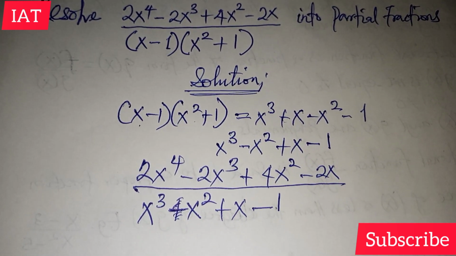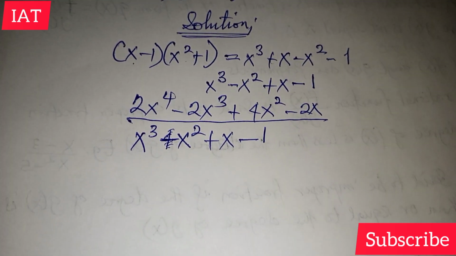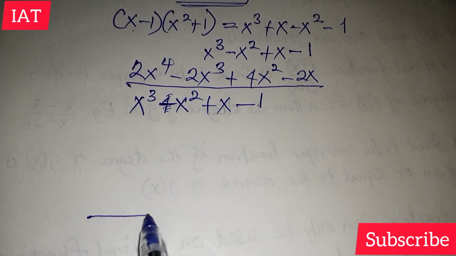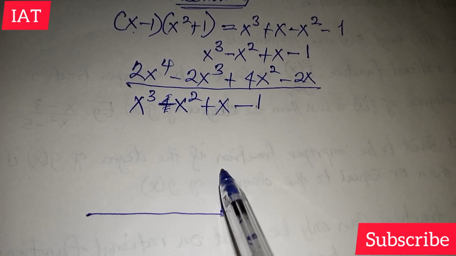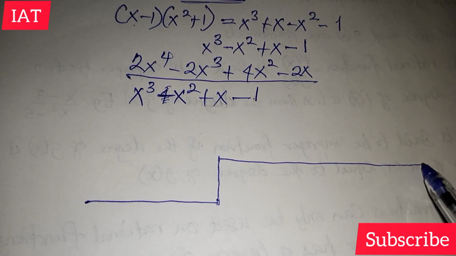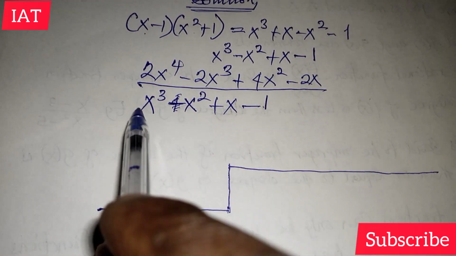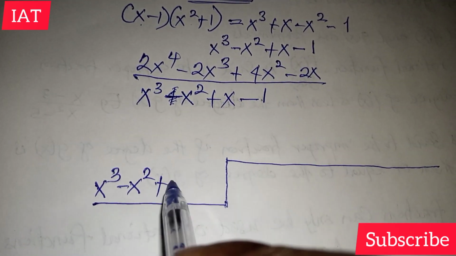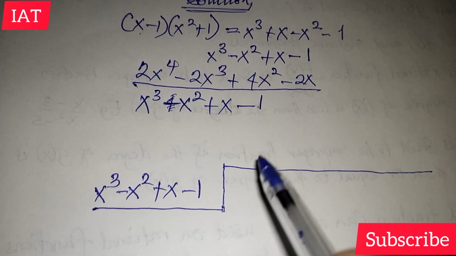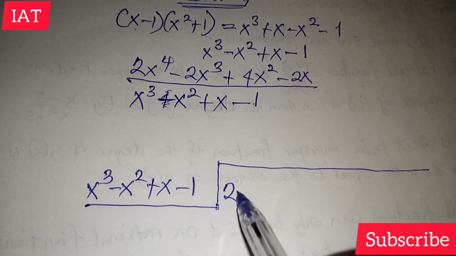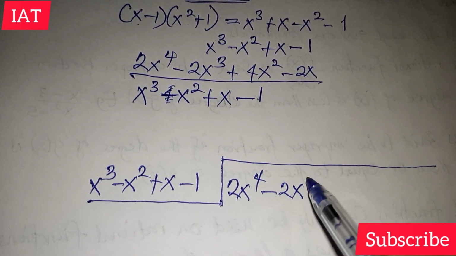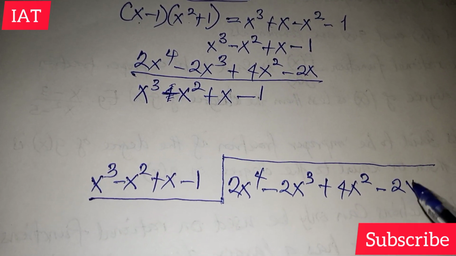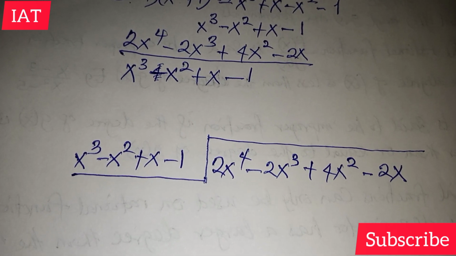Alright, so what happened then? In order for us to divide this, we need to draw this long division pattern. The denominator will be outside like this, x cubed minus x squared plus x minus 1, and then the numerator will be here, which is 2x to the power of 4 minus 2x to the power of 3 plus 4x squared minus 2x. Don't worry, the process is very simple. I'm going to make it very simple for you.